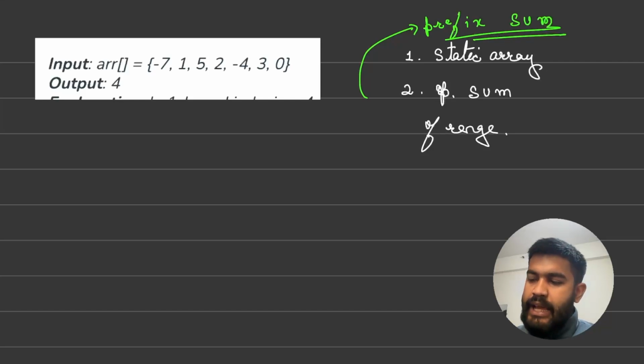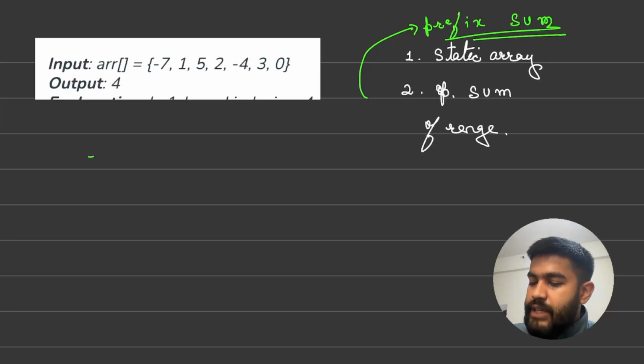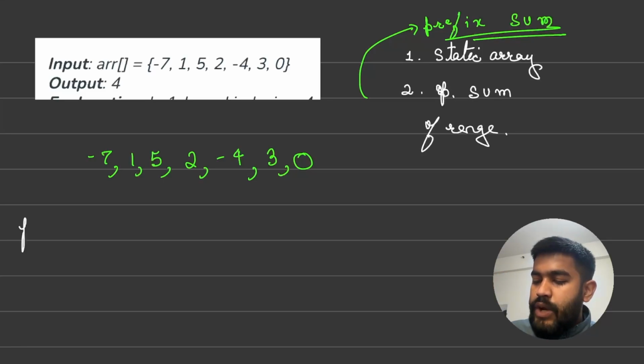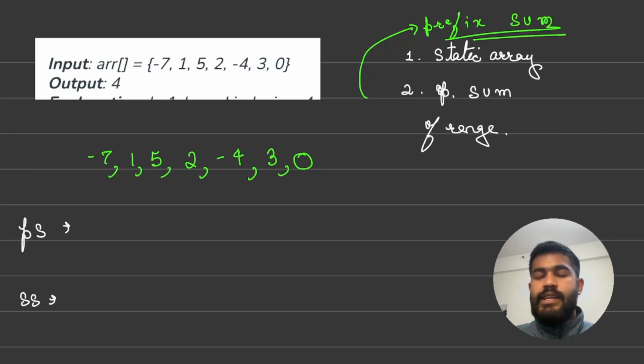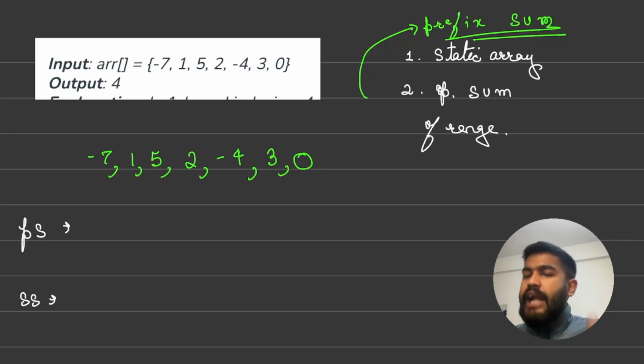So now I can simply use this prefix sum and find the values. How I can do it? The values are minus 7, 1, 5, 2, minus 4, 3 and 0. So what you can do is, the very first simple approach is, you can not only calculate prefix sum but as well as suffix sum. Basically the sum from this side would be prefix sum and the sum from that side would be suffix sum. And if you only know the prefix sum basics, you can simply move forward with prefix sum. You can find the other side by using the same one. Don't worry. But still I would teach both the ideas.